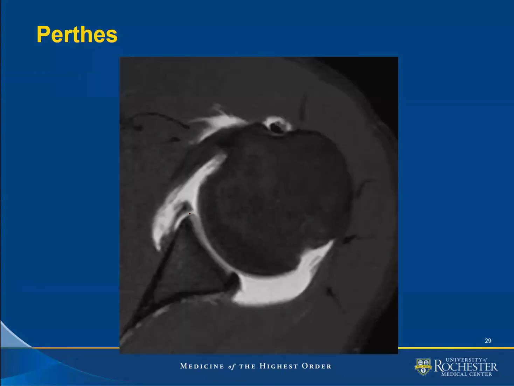Another example of a patient with a Perthes injury, you could see stripping of the periosteum and displacement of the labrum with essentially a non-displaced chondrolabral junction injury at the anterior inferior chondrolabral junction, and contrast permeating deep to the stripping of the periosteum.